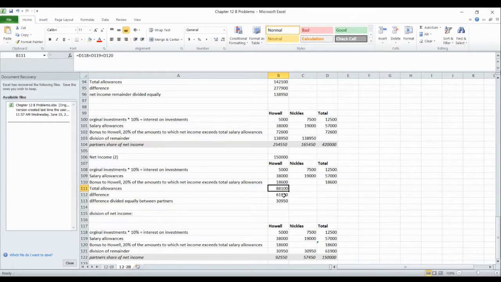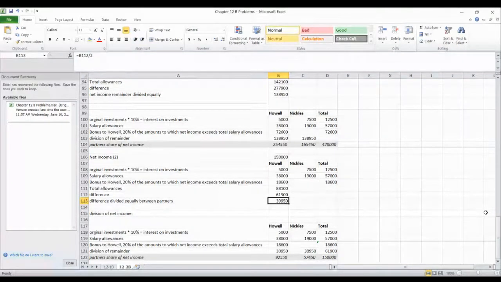To find the difference, we would take the net income amount of $150,000. We would subtract $88,100 from that, and that will give you $61,900. That would be divided by the two partners, which will give you $30,950. I've restated this to try to clean it up a little bit.